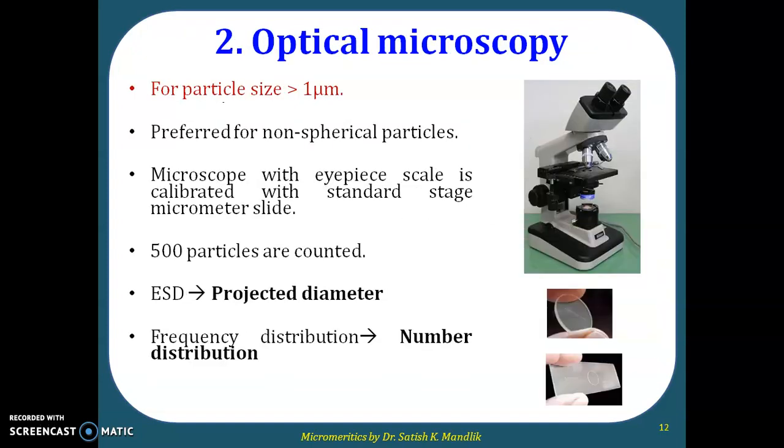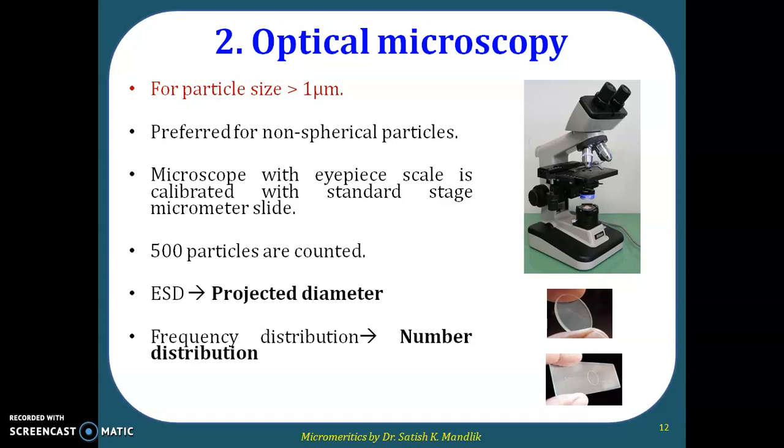Optical microscope. It is applicable for the particle size more than 1 micrometer. It is preferred for non-spherical particles. The microscope with eyepiece scale is calibrated with a standard stage micrometer slide before the experiment. The emulsion or suspension of powder particles, approximately 500 in number, are counted using optical microscopy with eyepiece scale.